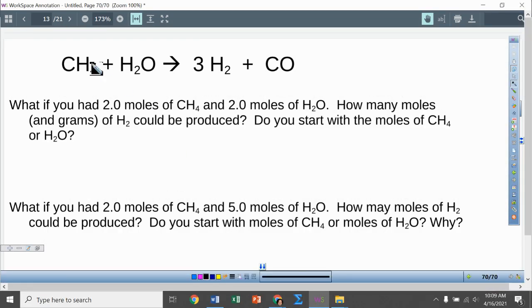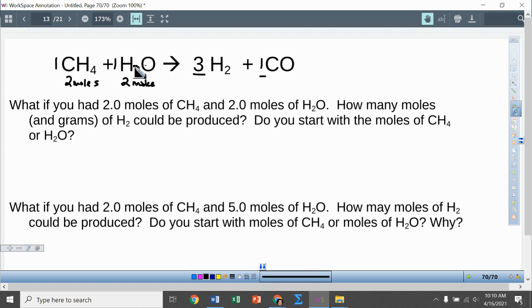All right, so what if I have this equation, 1 mole of methane and 1 mole of water makes 3 moles of hydrogen and 1 mole of carbon monoxide. So if I had 2 moles of CH4 and 2 moles of water, how many moles of hydrogen could be produced?